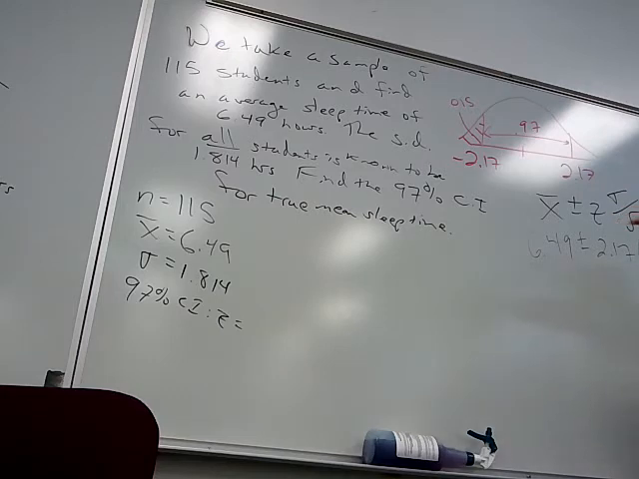Sigma was 1.814. N was 115. What did you guys get for the error here? 0.3671. So 0.37? Could you put 0.367?